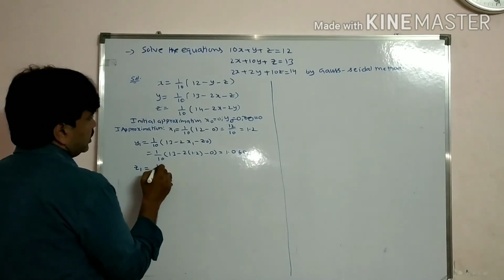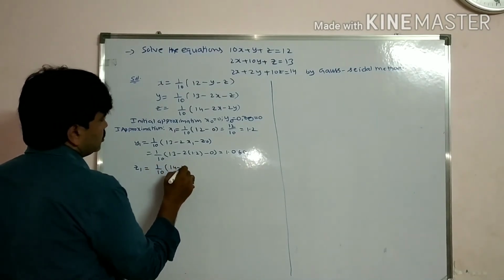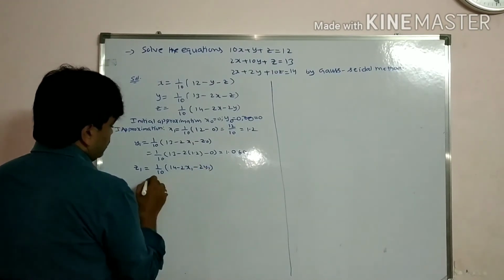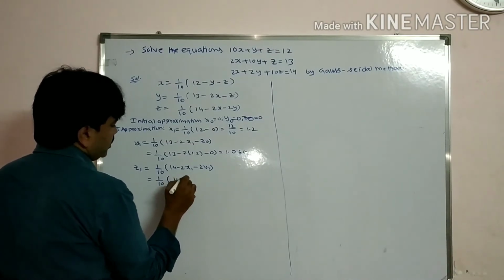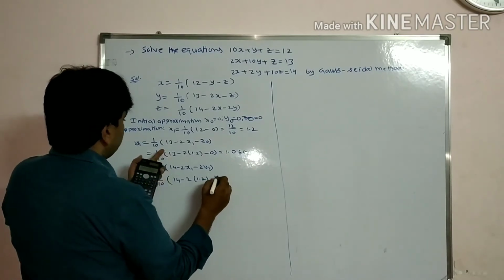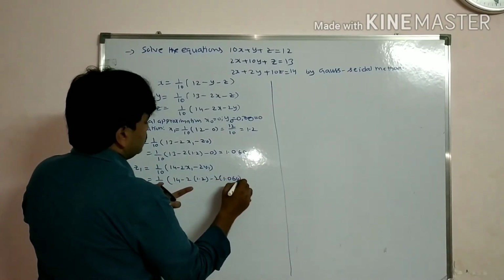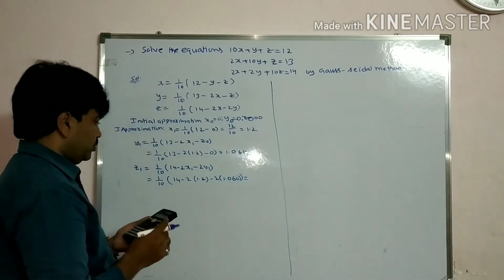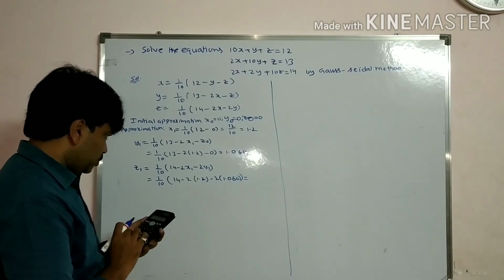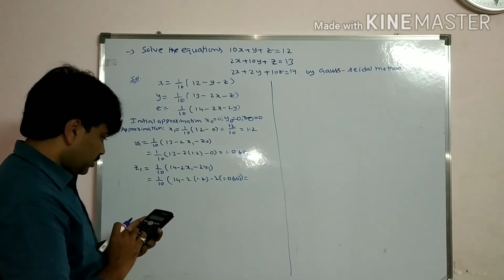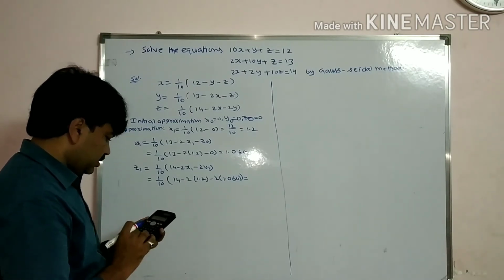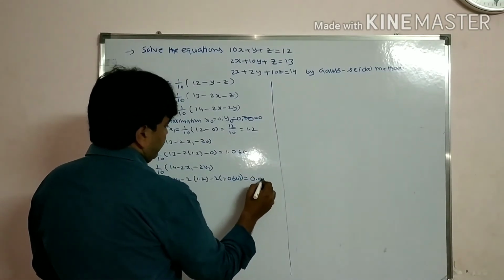Z1 value, students. So 1 by 10 bracket 14 minus 2 x1 minus 2 y1. So that is equal to 1 by 10, 14 minus 2 into x1 value 1.2 minus 2 into y1 value 1.060. So bracket 14 minus 2 into 1.2 minus 2 into 1.06 bracket close divided by 10. That is equal, we get here 0.948.